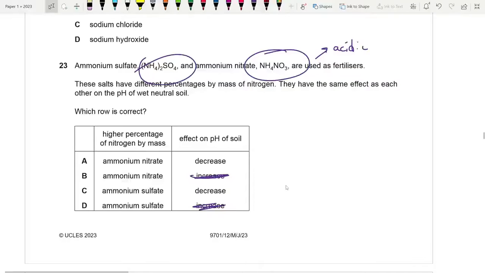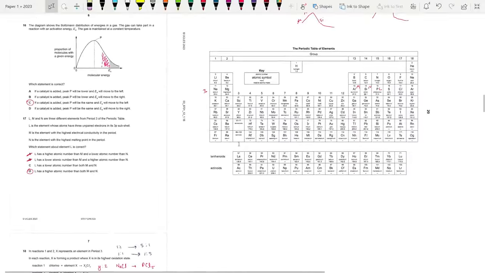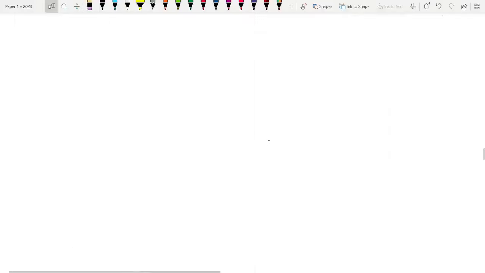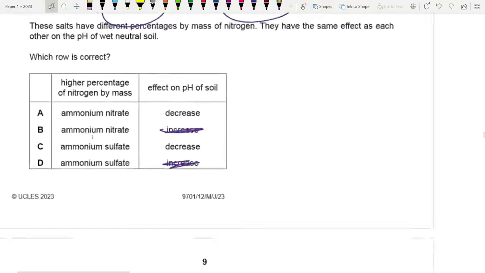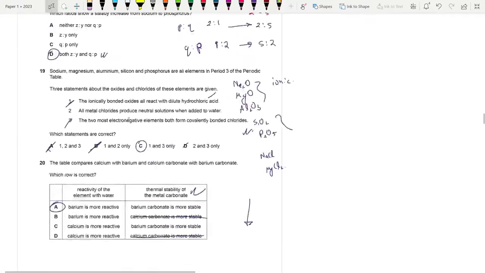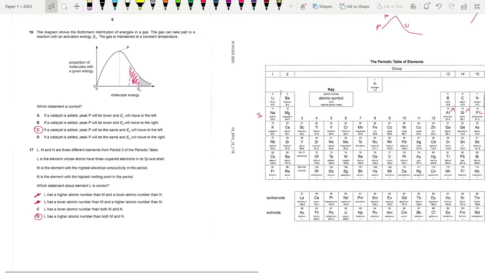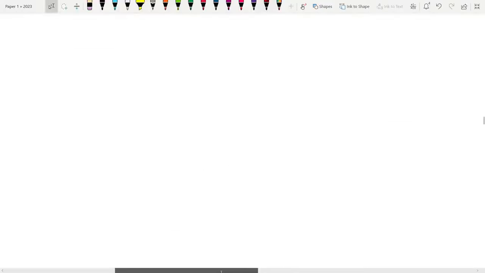Let's see. Nitrogen is 14 exactly, I think. So for ammonium sulfate, it is 14 times 2 divided by 14 times 2 plus 8 plus 32. Sulfur is 32 or 32.1? 32.1. Doesn't matter though, honestly.